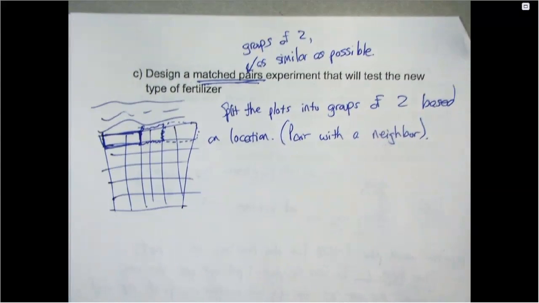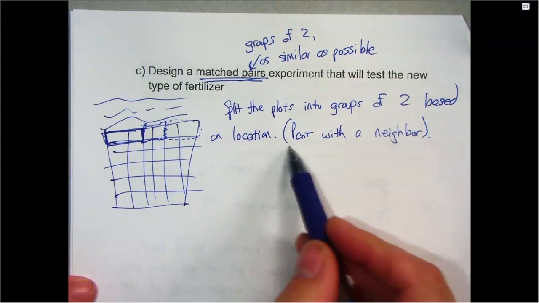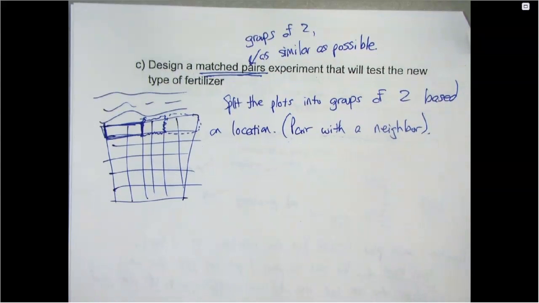Alright, so I'm going to split the plots into groups of 2 based on location. I just put pair with a neighbor because I don't know if that was confusing or not, so I'm trying to clarify more.